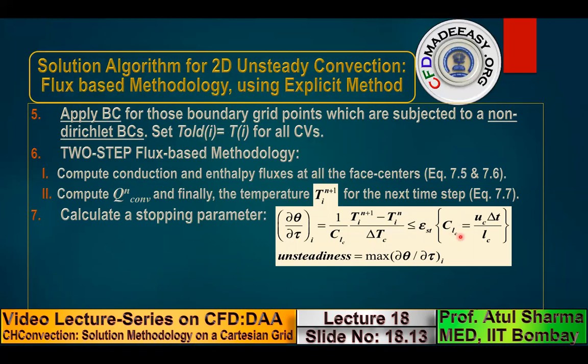Note that in conduction, we do not have any velocity scale. So we use thermal diffusivity to obtain a velocity scale, because thermal diffusivity has a unit of meter square per second. So the velocity scale in conduction was defined as alpha by LC, whereas in convection, you are given a velocity field, so you have a velocity scale. Using this velocity scale, we define a term called the length scale based Courant number, UC delta T by LC.